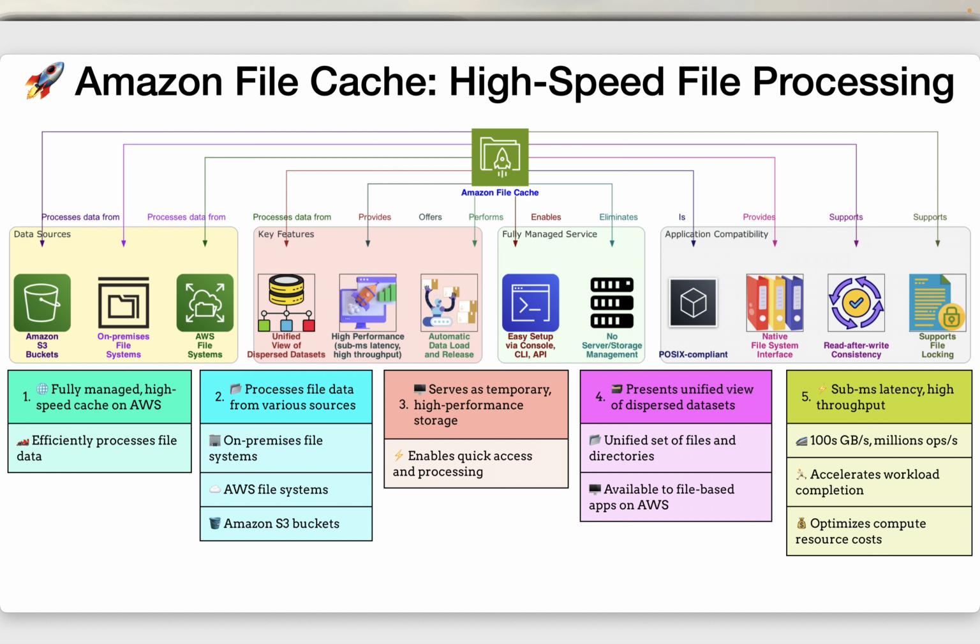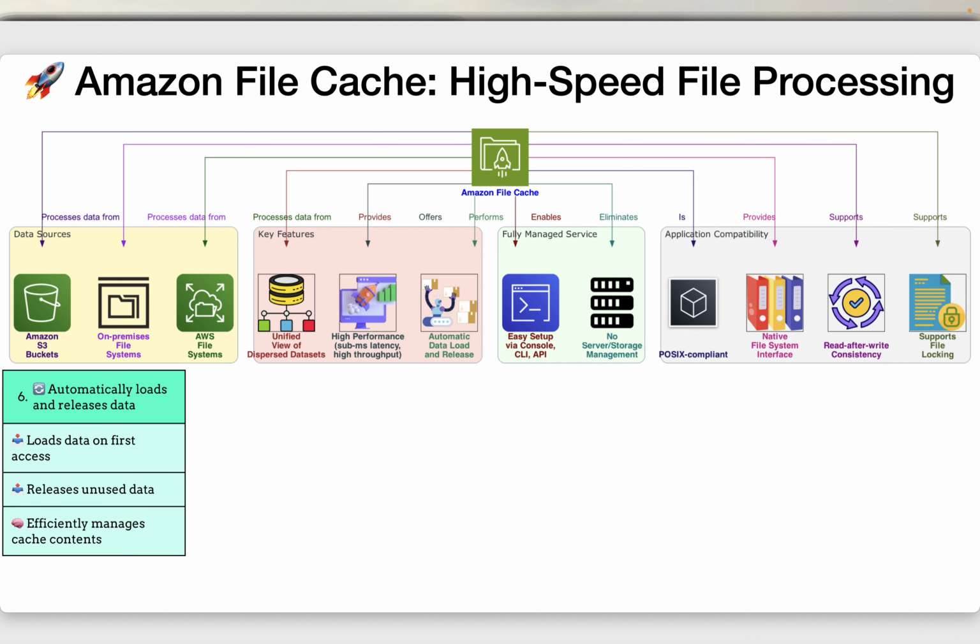Amazon File Cache serves data in the cache at consistent high speeds with sub-millisecond latency, offering throughput up to hundreds of gigabytes per second and supporting millions of operations per second, accelerating workload completion times and optimizing compute resource consumption cost. The service automatically loads data into the cache when it is accessed for the first time and releases data when it is no longer in use, efficiently managing the cache content.